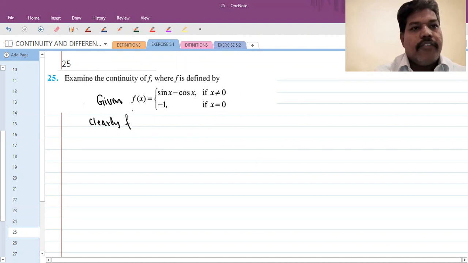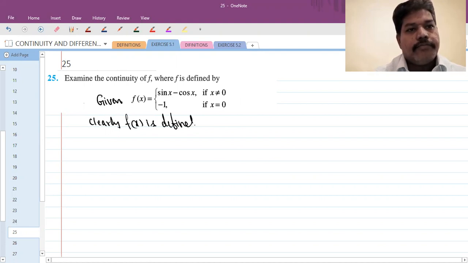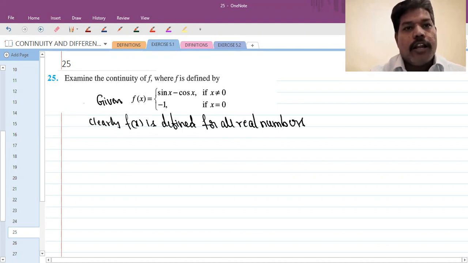Clearly f of x is defined for all real numbers. For all real numbers, the function is defined.